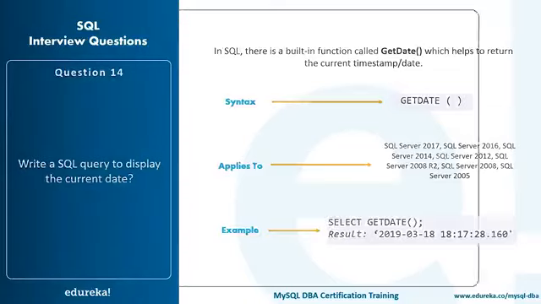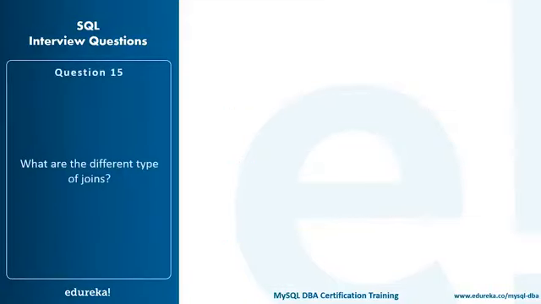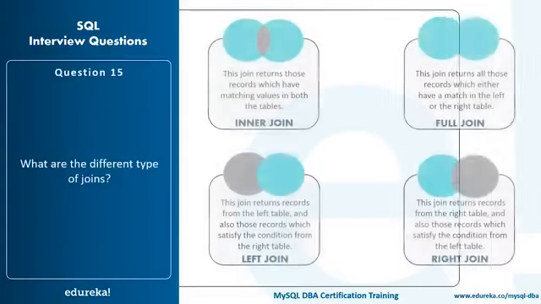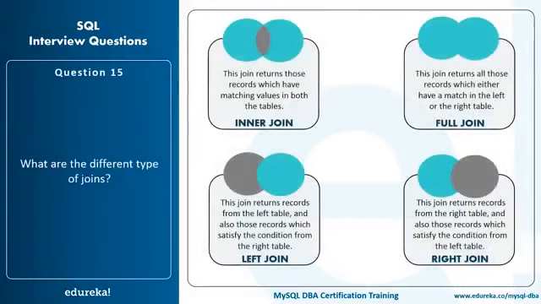Now, moving forward to the next question, that is, what are the different types of joins? As I mentioned before, there are mainly 4 types of joins that you need to talk about: the inner join, the full join, the left join, and the right join. Talking about the inner join, this join returns those records which have matching values in both the tables.